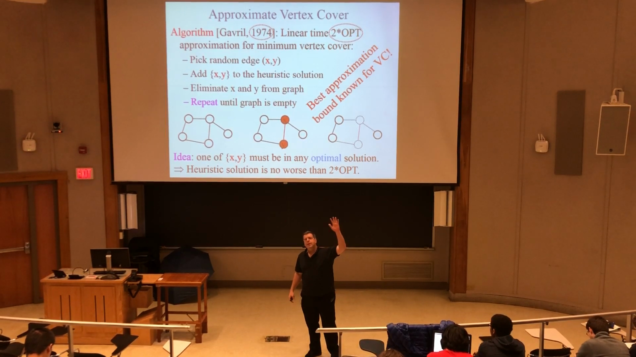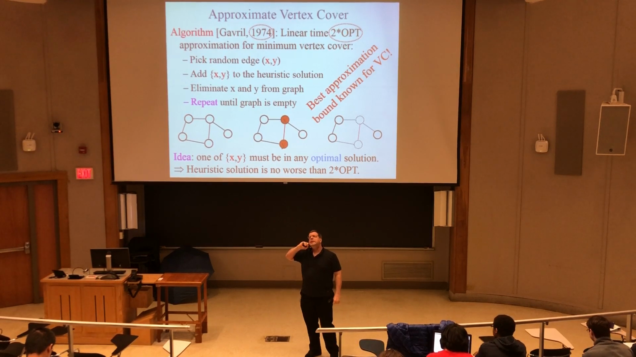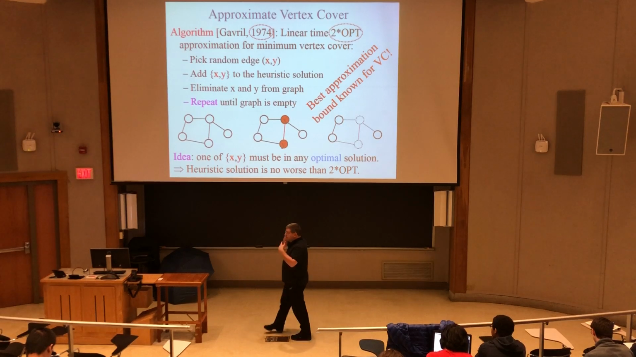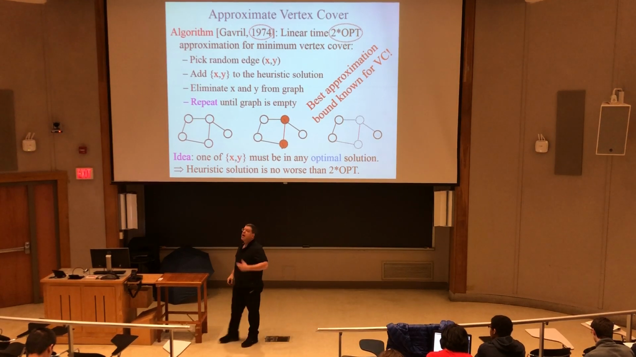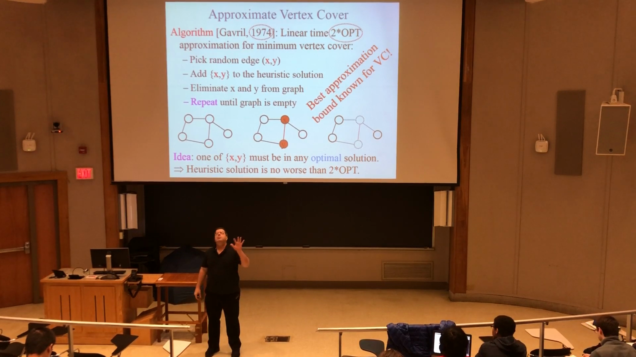How many see that can happen? How many see an example where this can happen? This can happen. I'll leave it up to you to come up with a counterexample that actually shows this can yield arbitrarily far away from optimal. Because certainly if you pick a random node, as opposed to a random edge, and throw that into the solution, eliminate its edges, repeat, that could be arbitrarily far away from optimal.